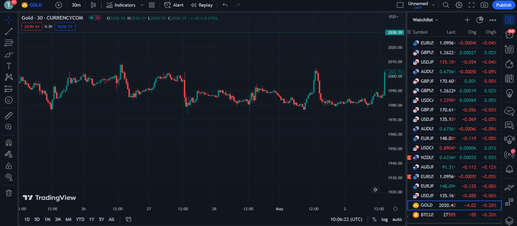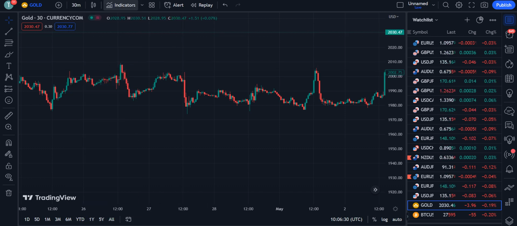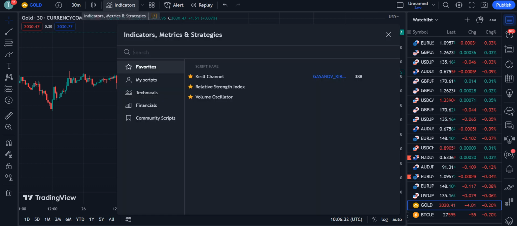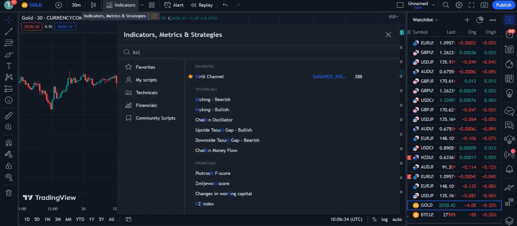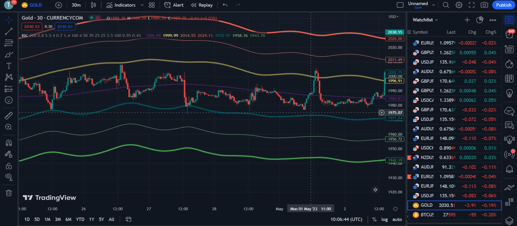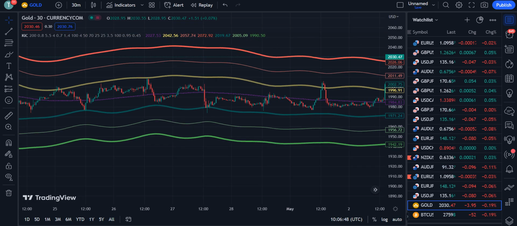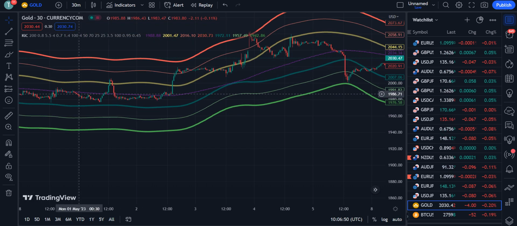Here I have opened the gold chart with the 30 minutes time frame, and you can choose any other time frame like 1 hour, 4 hour, or for day trading as well. Here the indicator that we are going to add is the Kirill channel indicator by Gazanov. Around 388 traders are using this indicator. As you can see, it has drawn a few channels that are the support and resistance channels. How do they work? I will tell you.